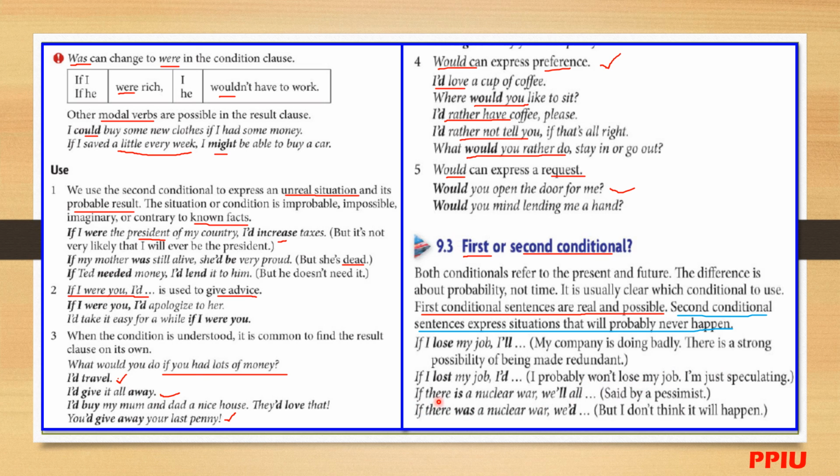Okay, if there is a nuclear war, we will all die, said by a pessimist. If there was a nuclear war, but I don't think it will happen, in here. Alright? So this is the difference between the first conditional and second conditional. Remember this one: first conditional sentences are real and possible. The second conditional expresses situations that will probably never happen. Alright, so that's it, and I'm going to try to speak and explain in Khmer for those who may not catch up in English. Alright, let's go.